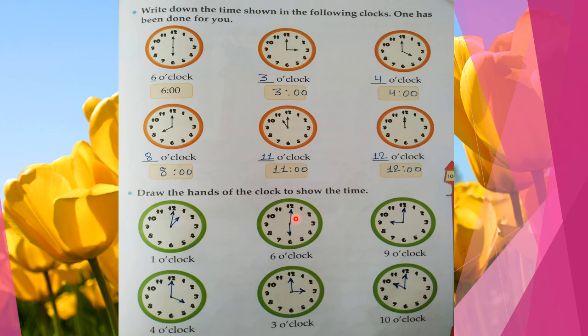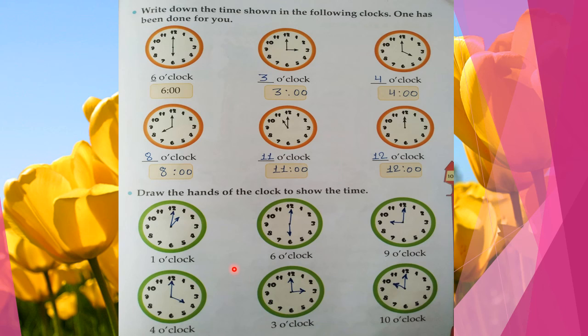So the timing is 6 o'clock. Next, 9 o'clock. So draw a longer hand to 12 and shorter hand to 9. So timing is 9 o'clock. Next, 4 o'clock. So longer hand 12, shorter hand 4. So timing is 4 o'clock. Next, 3 o'clock. So longer hand 12 and shorter hand 3. Timing is 3 o'clock. Last one, 10 o'clock. So longer hand 12 and shorter hand 10. So timing is 10 o'clock.